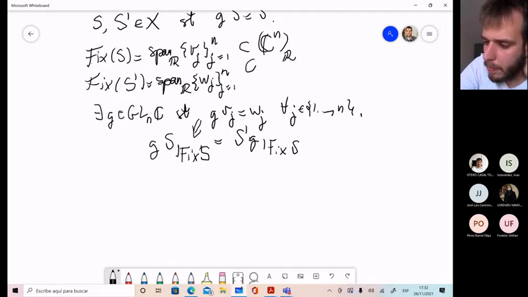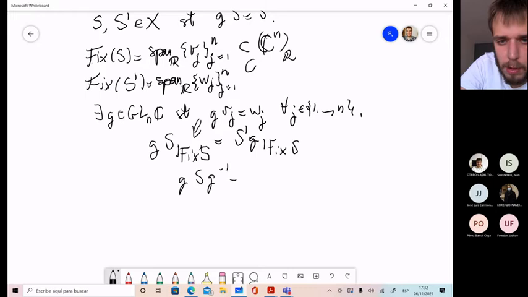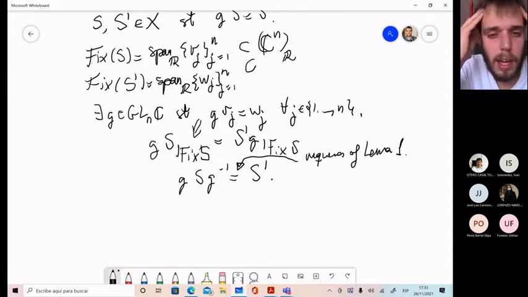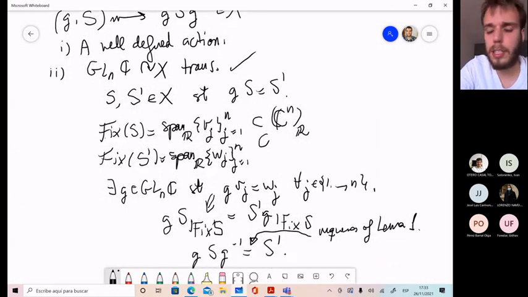Okay, so then you have that g s g^{-1} is equal to s', right? Because what I'm using here is, again, the uniqueness of Lemma 1. Because again, I have two R-linear maps which are the same on some C-basis of C^n, and then there is a unique extension, okay? So I have proved that this action is transitive.